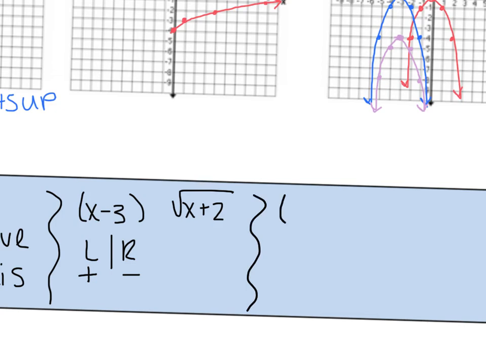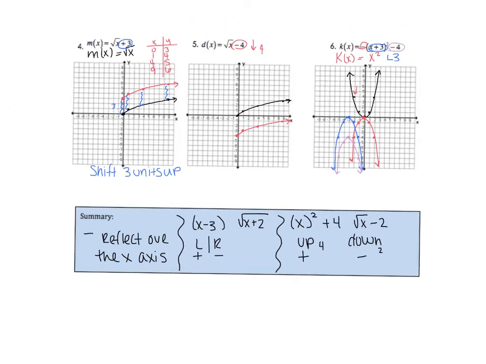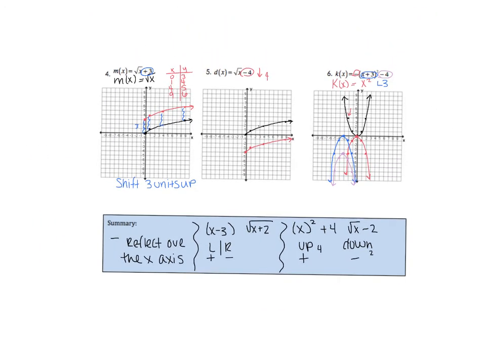If it's outside, like this, plus 4, or the square root of x minus 2, you're going to go in the direction that it tells you, up or down. Up will be a positive, down will be a negative. So for this one, it'll be up 4 because it's positive. The second one will be down 2 because it's negative. So the number on the outside will tell you up or down. The number on the inside will tell you left or right, but you do the opposite of what's underneath. Okay, go ahead and try the level 3s and let me know if you have any questions.